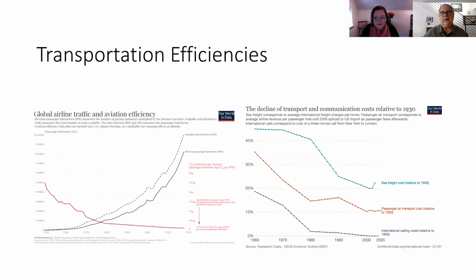And then if you look on the right, we see the dramatic decline in transportation and communication costs. It says relative to 1930, but I pulled the data from 1960. So you can see again, at the end of the 20th century, there's a sort of revolutionary impact in terms of lowering the cost of moving goods.